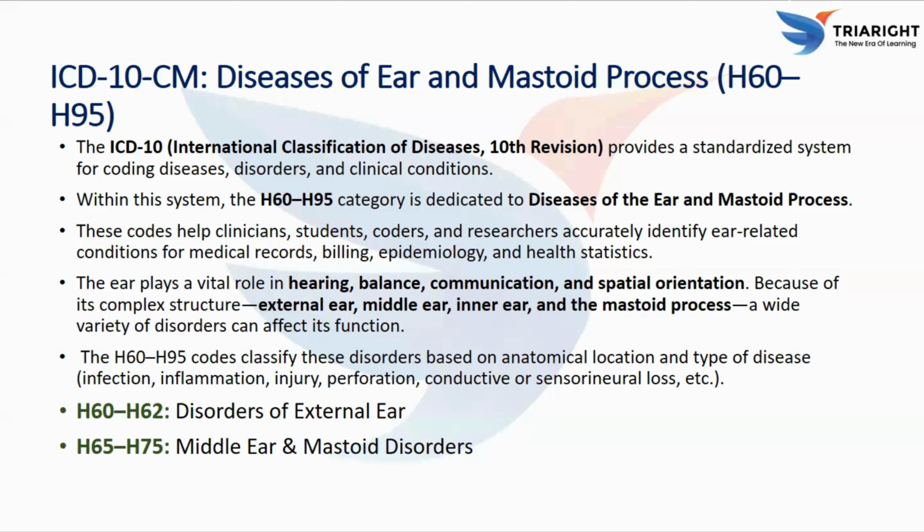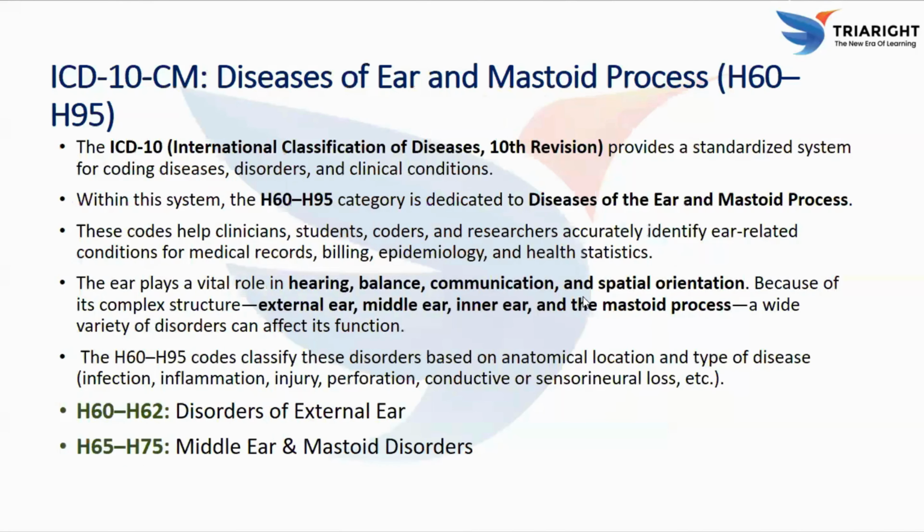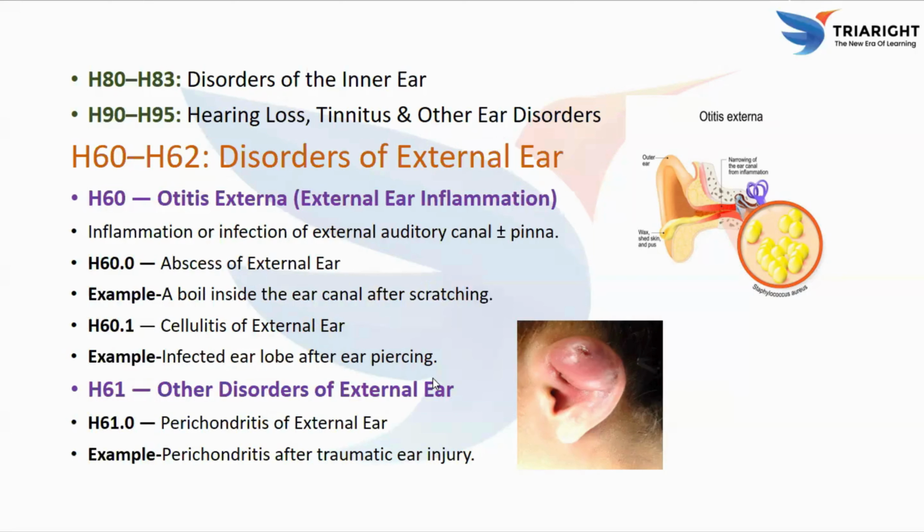And then H80 to H83 cover the disorders of the inner ear. They include vertigo, BPPV and labyrinthitis-like disorders. Whereas the H90 to H95 category includes the disorders involving hearing loss, tinnitus and other ear disorders like conductive hearing loss and sensorineural hearing loss. So this is based upon the anatomical location and type of the infection. Now let's go into the code classification briefly.